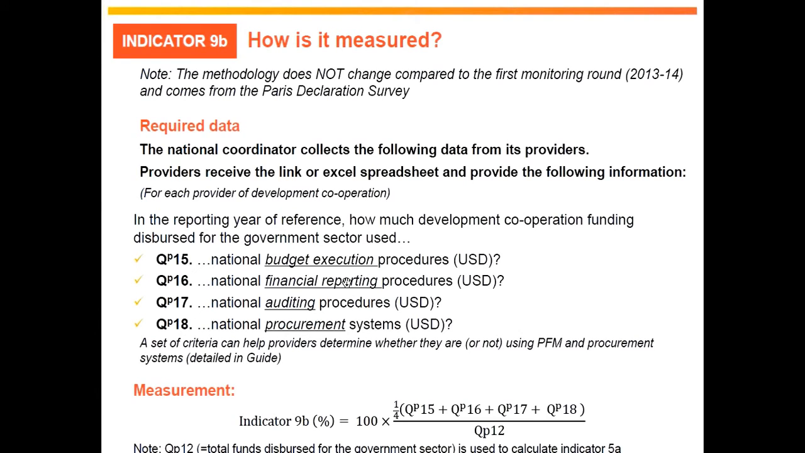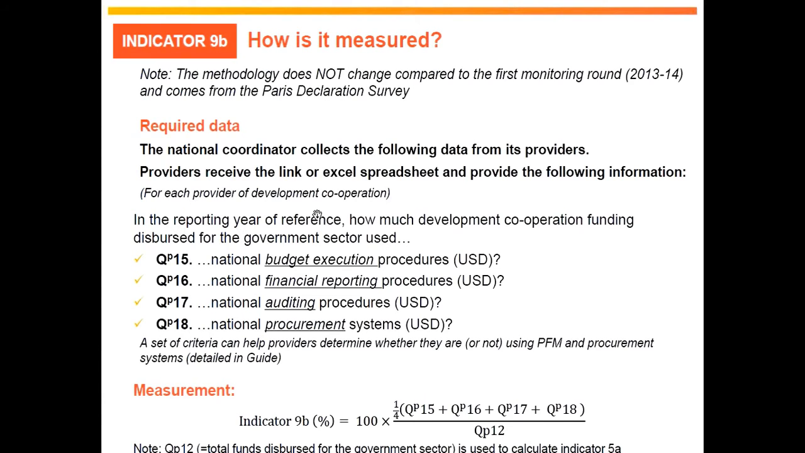This indicator has been collected in the past, and the way we collect it hasn't changed since the Paris Declaration and the last monitoring round. As you can see here in the slide, a national coordinator leads the collection of this information and checks with providers to get these inputs, through the link or through the spreadsheet, depending on what the national coordinator prefers to use to ask for inputs from your side, from the side of development cooperation providers.